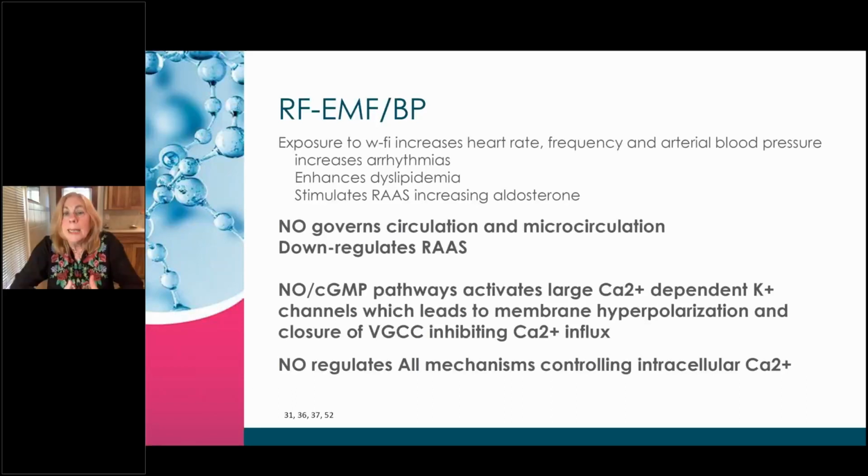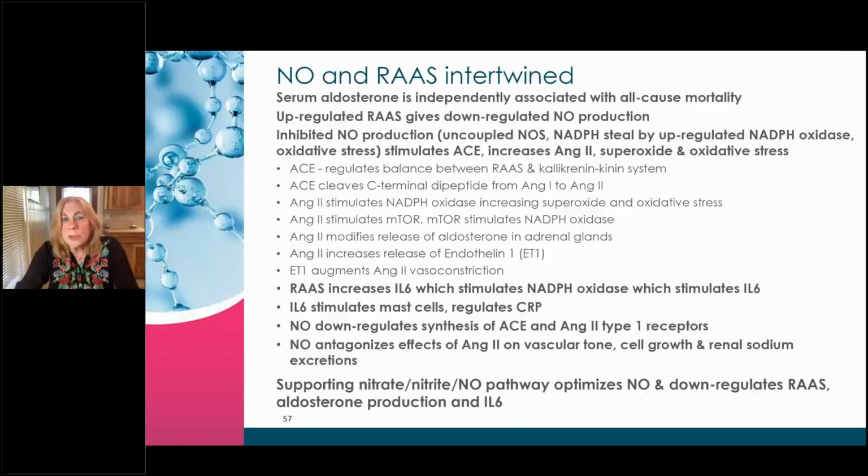So EMFs increase blood pressure, heart rate, increases arrhythmias, enhances dyslipidemia, and stimulates that RAS cycle, the renin-angiotensin-aldosterone system. Nitric oxide governs circulation and microcirculation, and it down-regulates that RAS pathway. So nitric oxide, cyclic GMP pathways actually help close that voltage-gated calcium channel, inhibiting calcium influx. Nitric oxide regulates all mechanisms controlling intracellular calcium. So nitric oxide and those RAS cycle, they're intertwined.